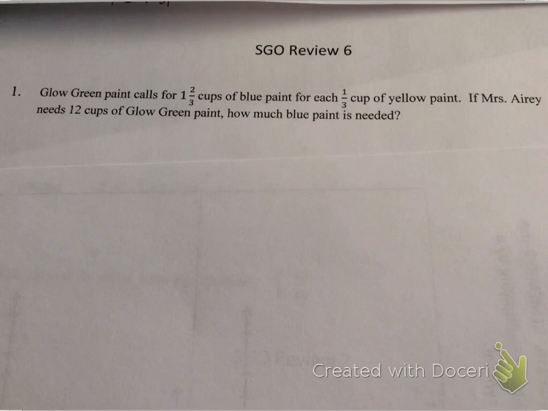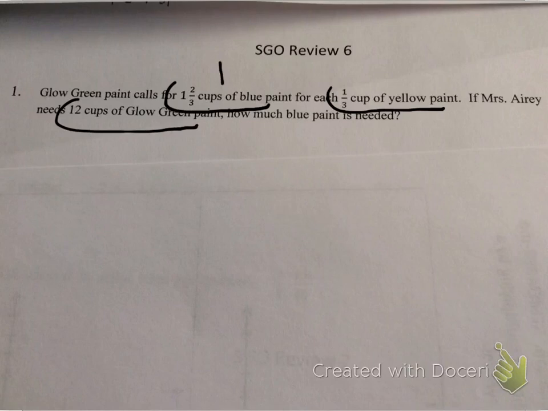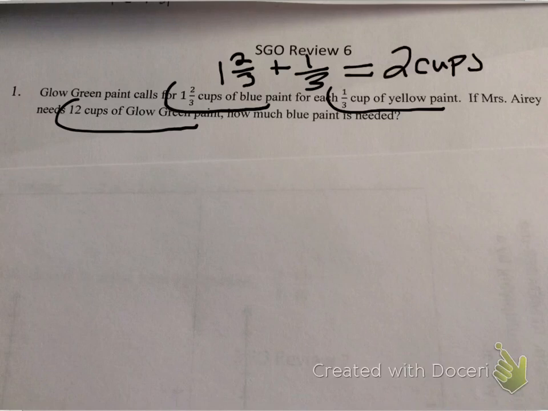Next one. Glow green paint calls for 1 2/3 cup of blue paint for each 1/3 cup of yellow paint. If Mrs. Airy needs 12 cups of glow green paint, how much blue paint is needed? Okay, so we have 1 2/3 of blue, 1/3 of yellow. We need a total of 12 cups of green. When we mix the blue and the yellow together, we get green. So we need to do that adding here, 1 2/3 blue, and you combine that with the 1/3 yellow, you have a total of 2 cups of green.